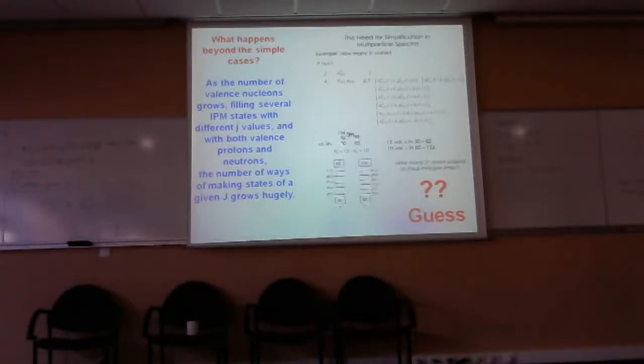The nearest closed shells are 50 and 82, so it has 12 valence protons and 10 valence neutrons. The valence protons will allow us to fill this 50 to 82 shell, and the valence neutrons, the 82 to 126. And the question is, how many 2 plus states can we make subject to the Pauli principle?